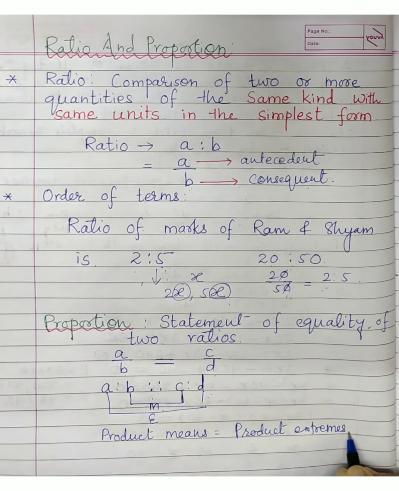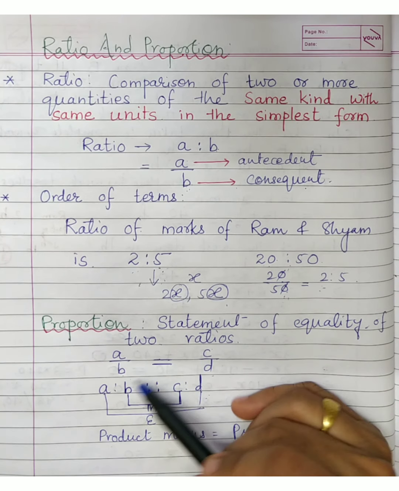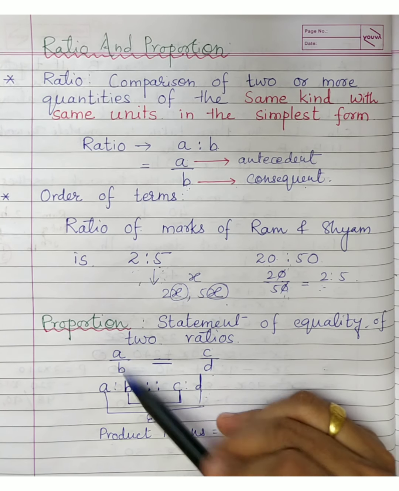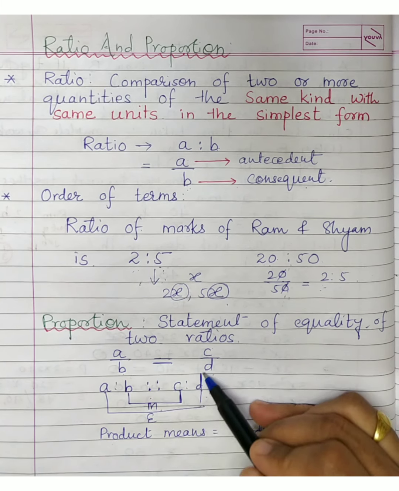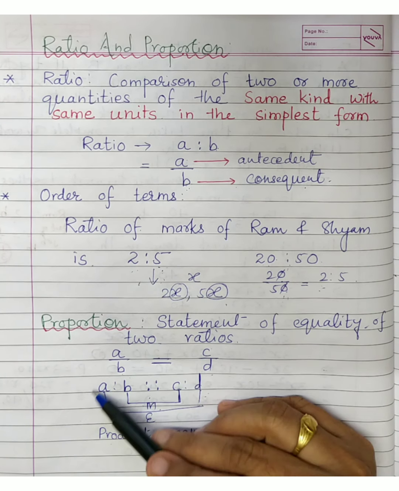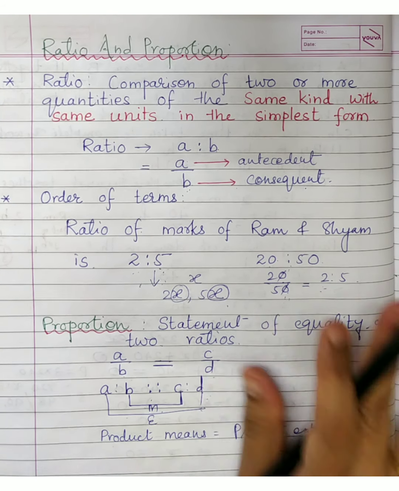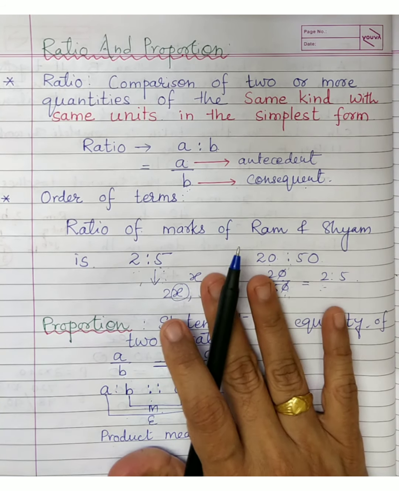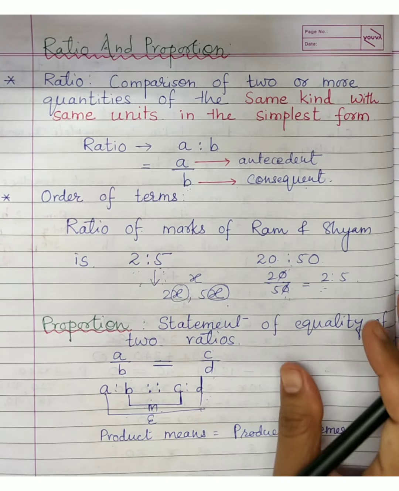So simple, children. Everybody has revised this, I hope. And by cross multiplication also you can get A into D is equal to B into C, or here also product of means B into C is equal to product of extremes A into D. These things are clear. Now let's start with some simple questions here.